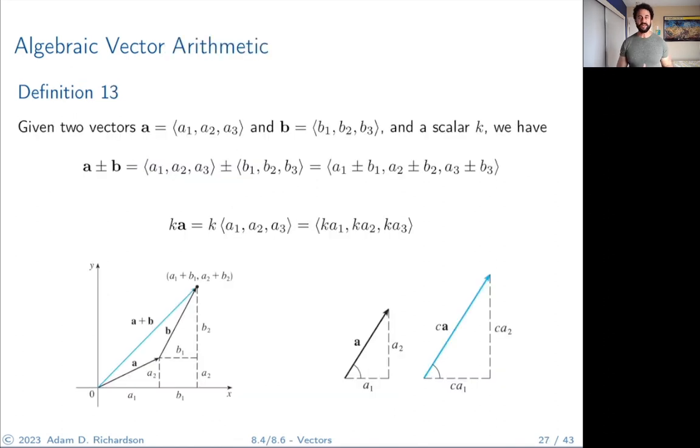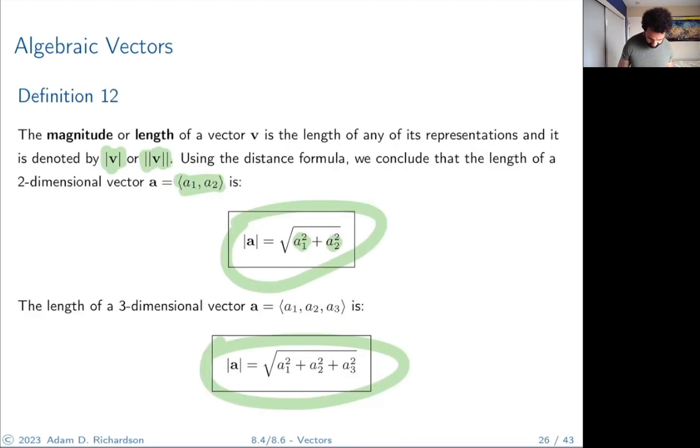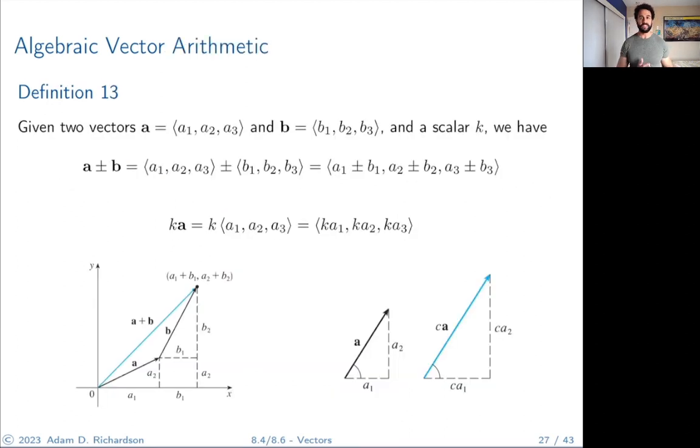Okay. Now we can talk about algebraic vector arithmetic. Now we can talk about arithmetic using algebra. So if we've got two vectors, a1, a2, a3 and b1, b2, b3, and we've got a scalar k, we can talk about adding these two vectors or subtracting them. And the cool part is that vector addition occurs component-wise. So if I want to add these two vectors together, I add the corresponding components.